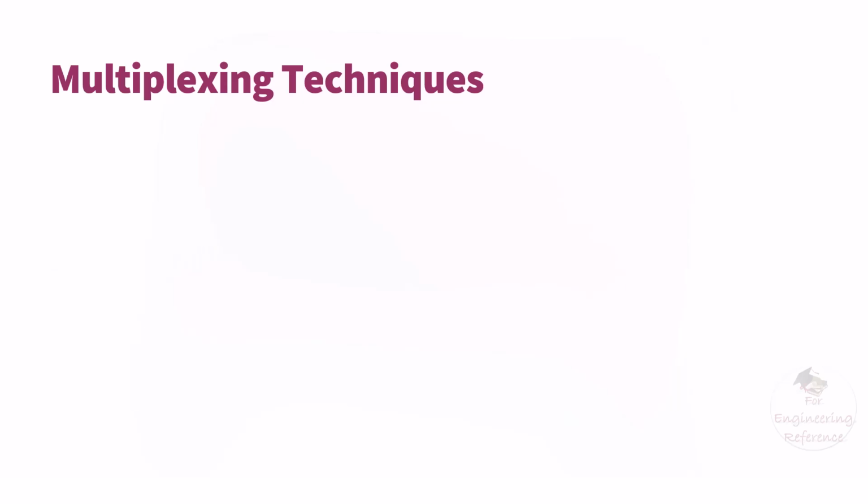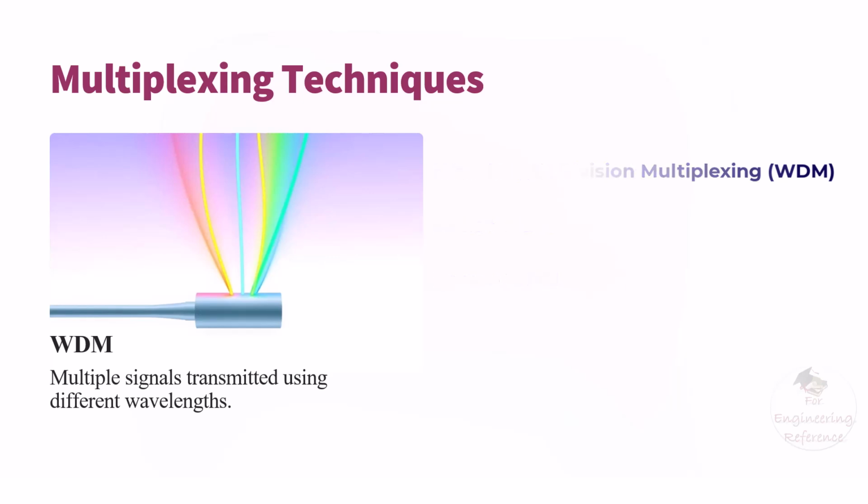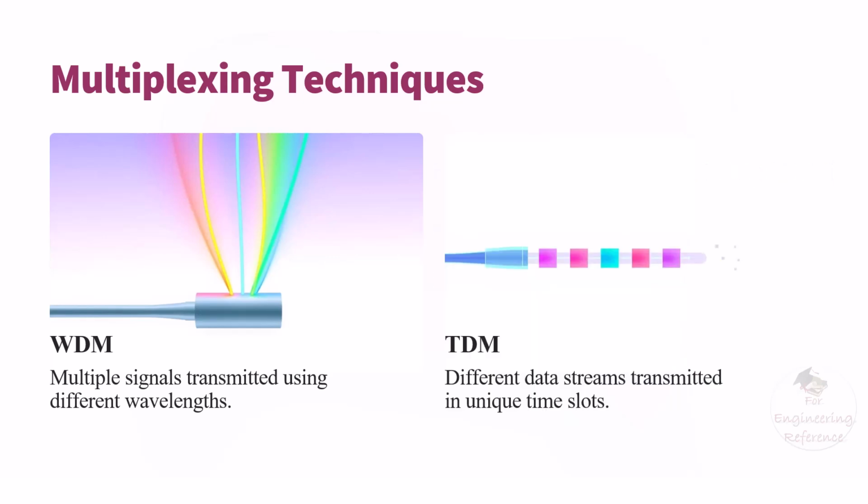Multiplexing techniques. Wavelength division multiplexing, or WDM, allows multiple signals to use different wavelengths. Dense WDM is used for long-haul networks, while coarse WDM is applied in metro networks. Time division multiplexing, or TDM, separates streams into time slots.